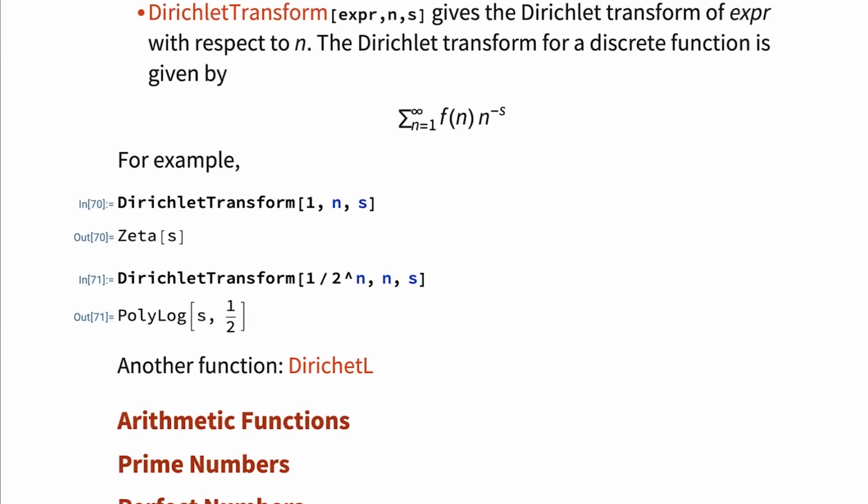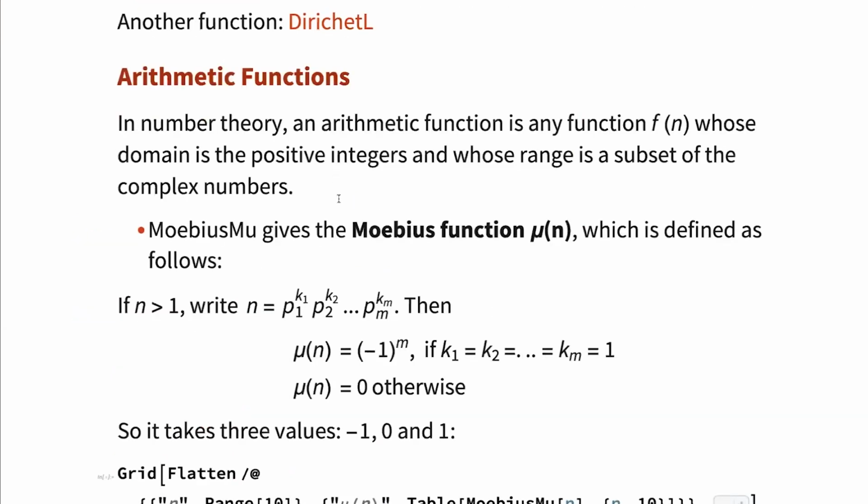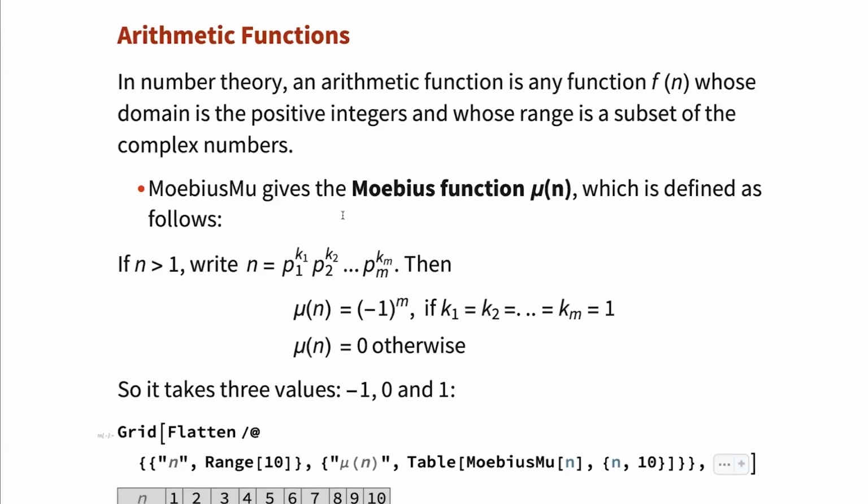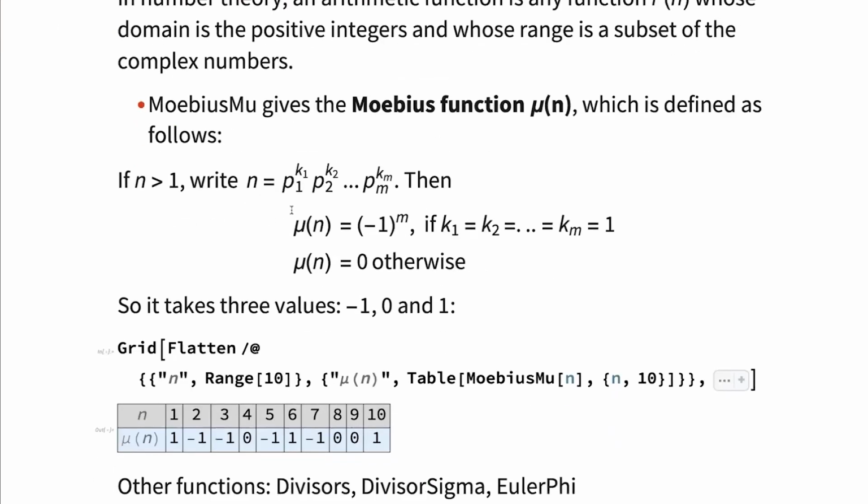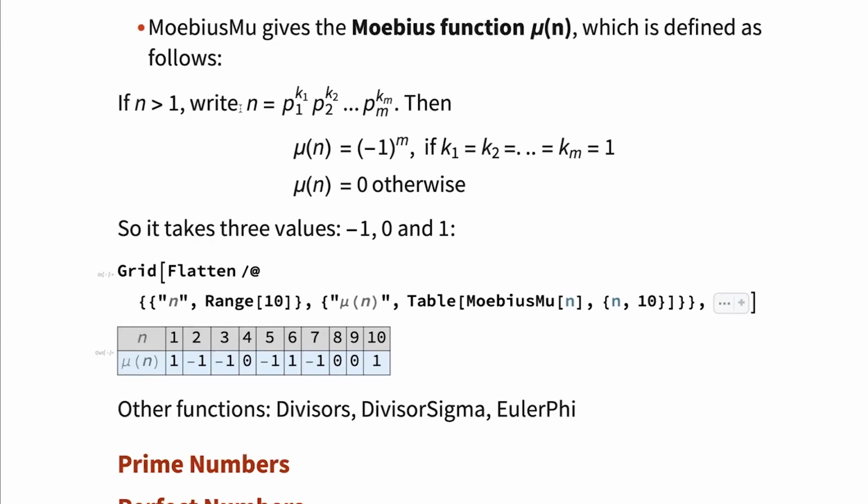Arithmetic functions, let's talk a bit about them. What is it? In number theory, an arithmetic function is any function whose domain is the positive integers and whose range is a subset of the complex numbers. One of the functions here is MoebiusMu, which gives the Möbius function mu of n, which is defined as this. If n is greater than 1 and has the following prime factorization, then the Möbius mu function equals this. So it takes three values, -1, 0, and 1. Here's the table of the values for the numbers up to 10. Other arithmetic functions are Divisors, DivisorSigma, EulerPhi.